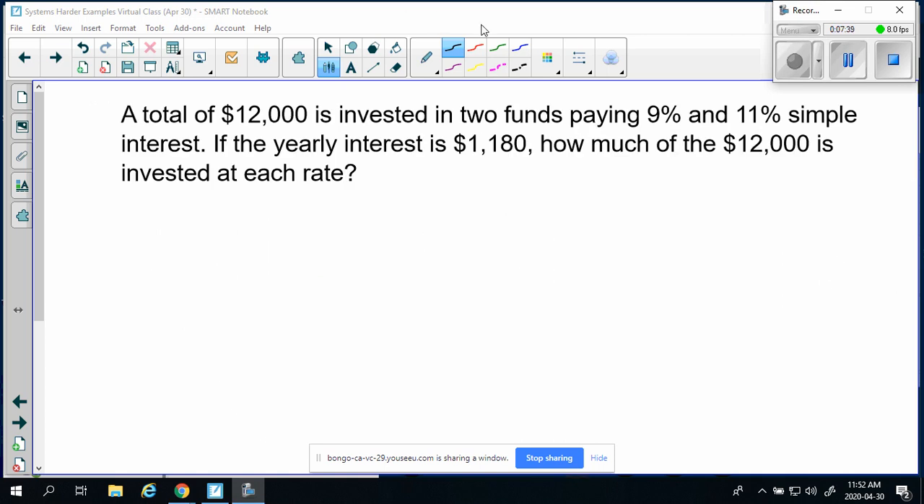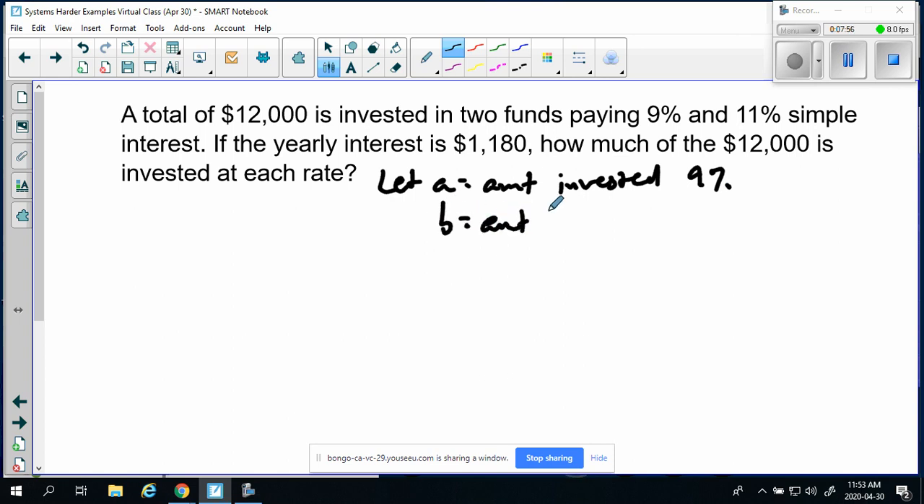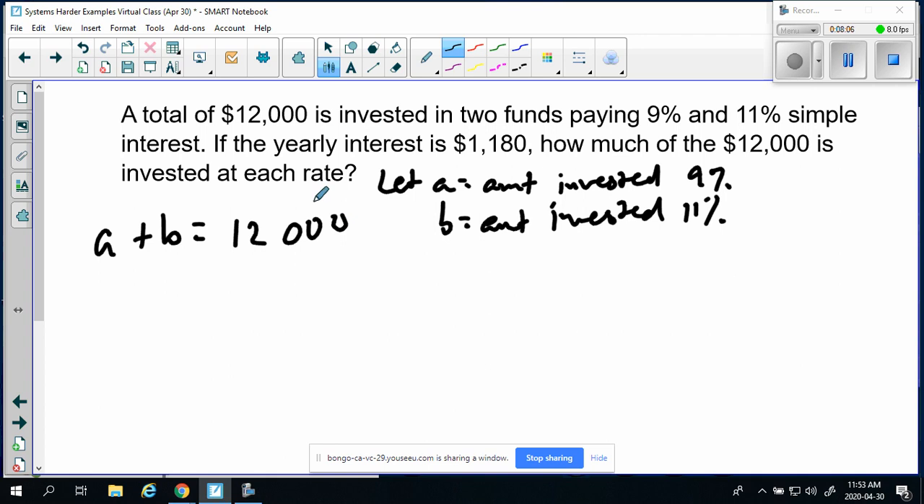So in this example, again, we're investing $12,000. And there's two funds, one at 9% and one at 11%. So we're going to say let A equal the amount invested at 9%, and then B equal the amount invested at 11%. Okay. And so we know that the total amount that we invested is A plus B, and we know we put $12,000 in the bank. So we're going to write that.